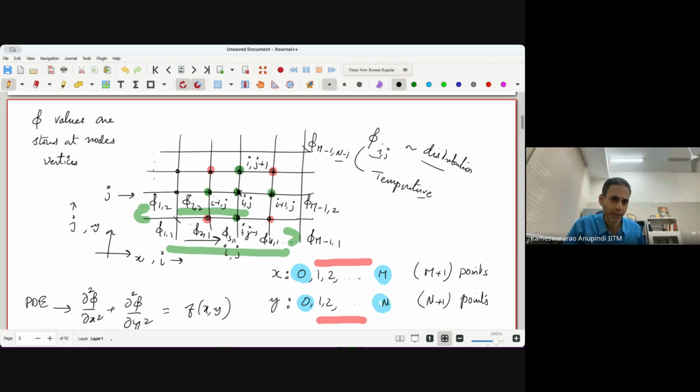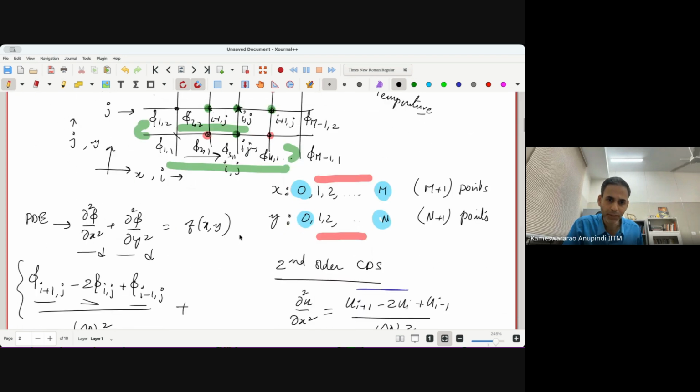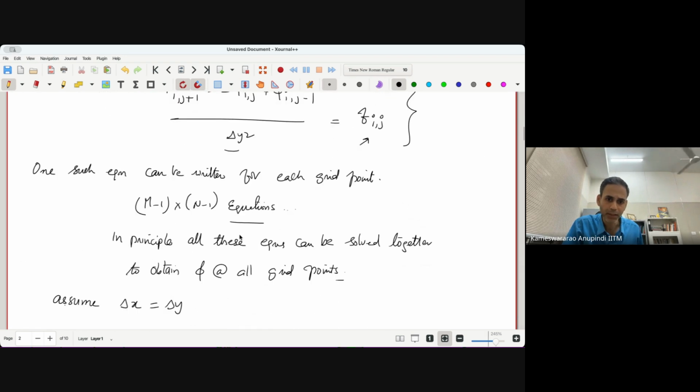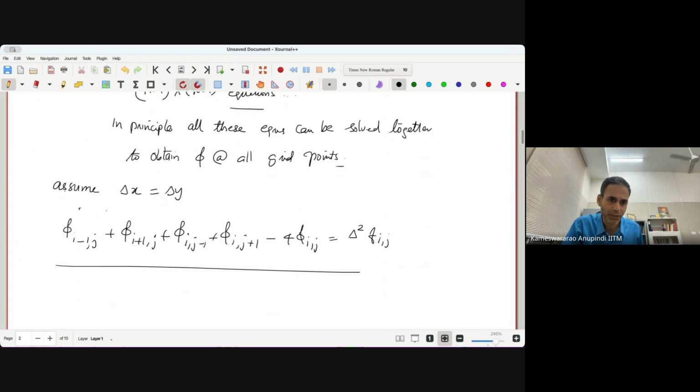So if that is the case, we can write all these coefficients as the coefficients in the matrix, and that matrix A multiplies phi. Phi is the unknown vector, and you have something on the right hand side. That right hand side is your delta square F(i,j). So we can put it in matrix form as A times phi equals right hand side B. That is how we can write it.